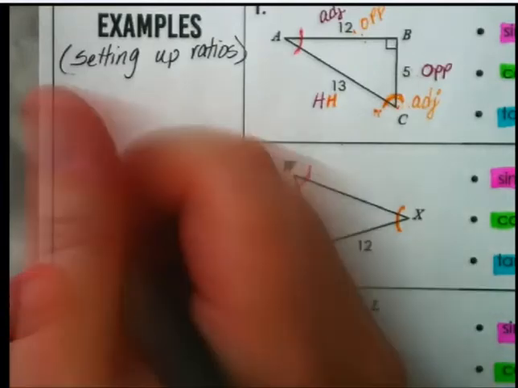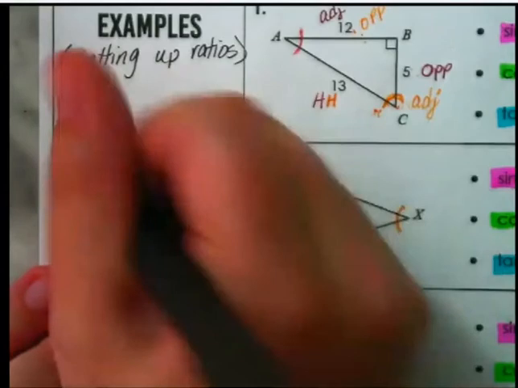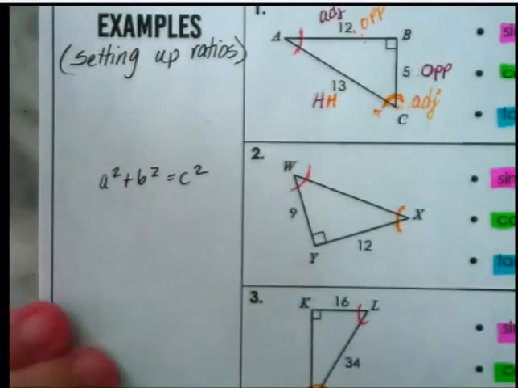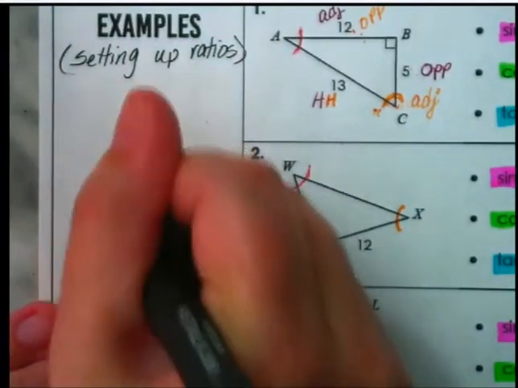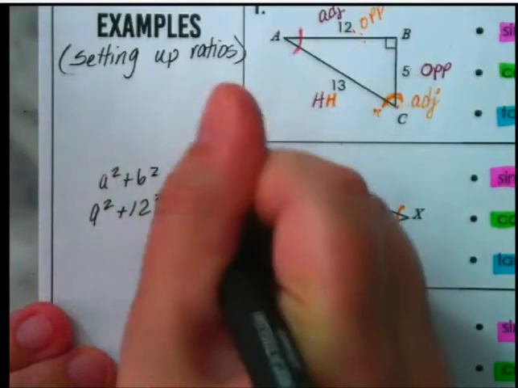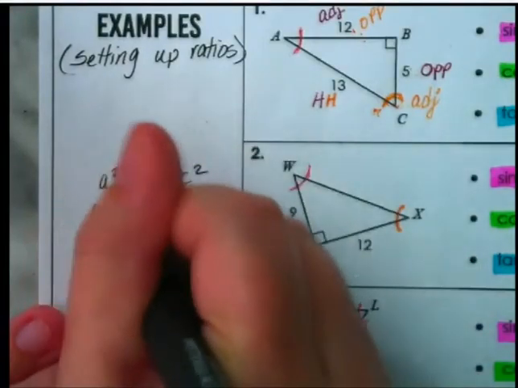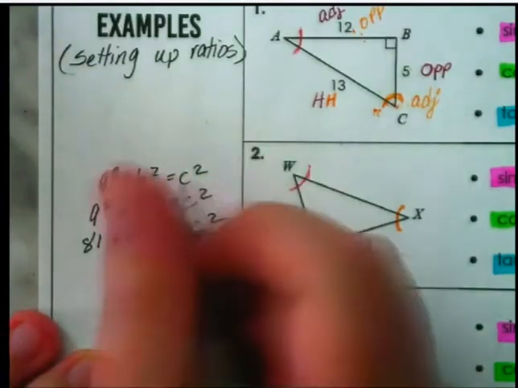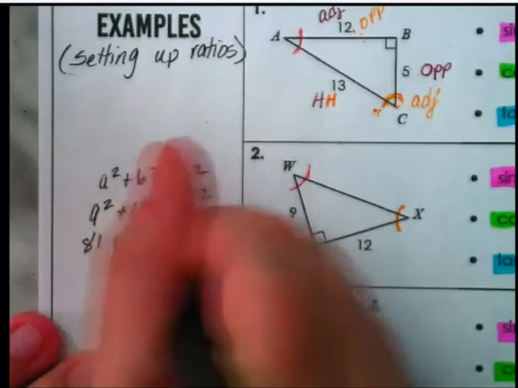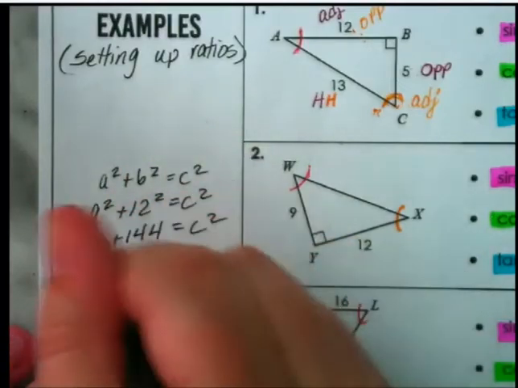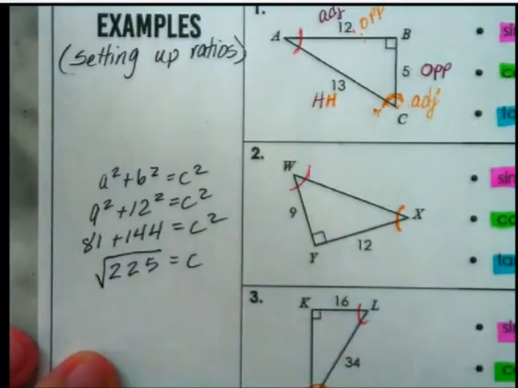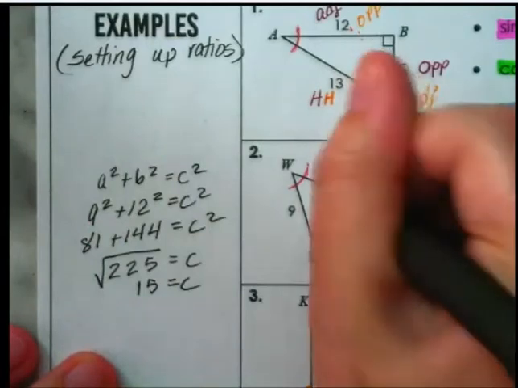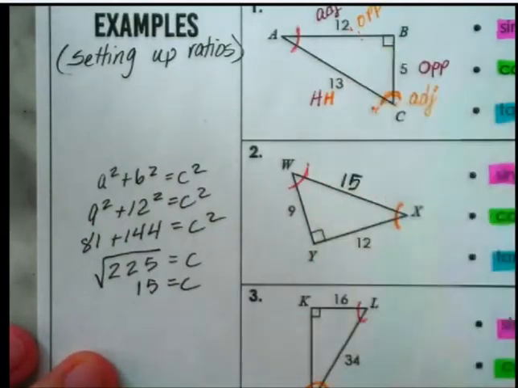So A squared plus B squared equals C squared. I'm going to plug in 9 and 12. It gives me 81 and 144. And then if I add those together, I get 225. And then I'm going to need to square root that. So the square root of 225 is 15. So this side length is 15.